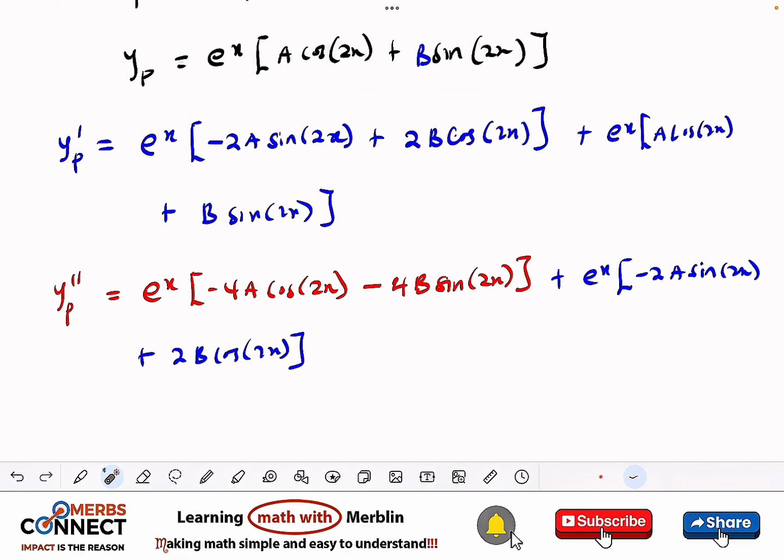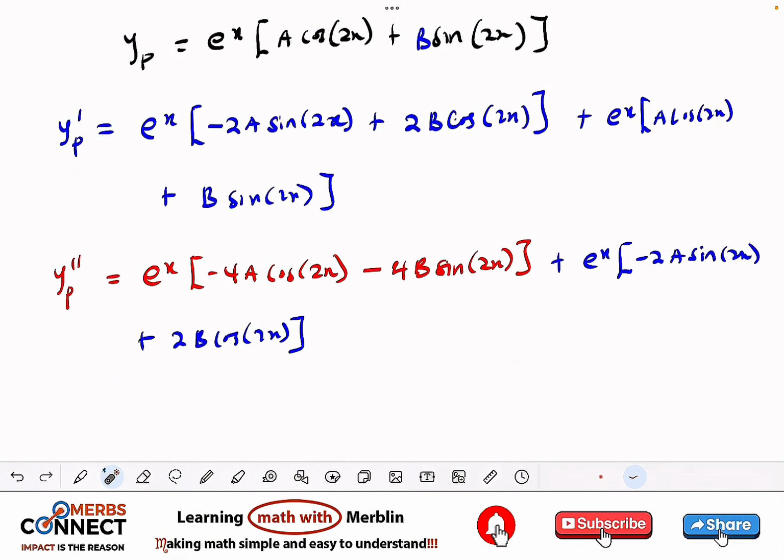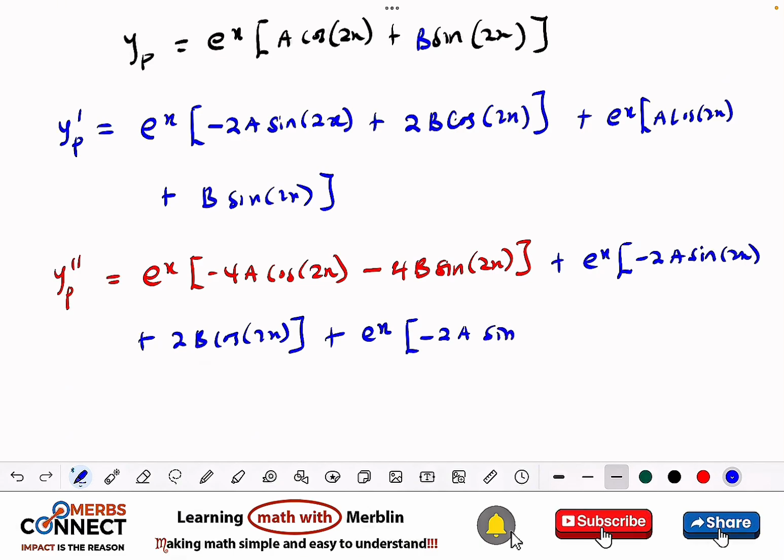So what I need to do now is differentiate the last term here using the same product rule. So the same again, I'll maintain e to the power x and differentiate what is inside the square bracket. So differentiate cos and get minus sine. So I'm going to have minus 2a sine 2x, then plus differentiate sine and get cos and differentiate this one and get 2. So you're going to have 2b cos 2x.